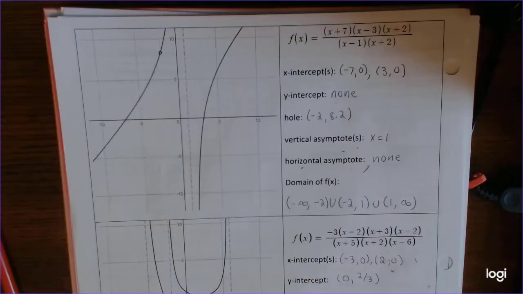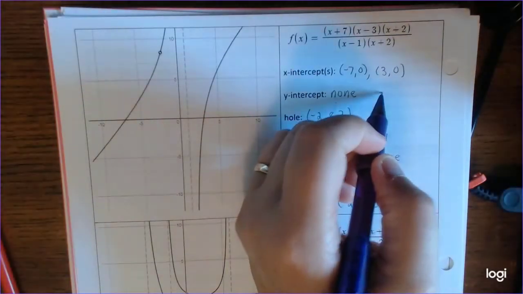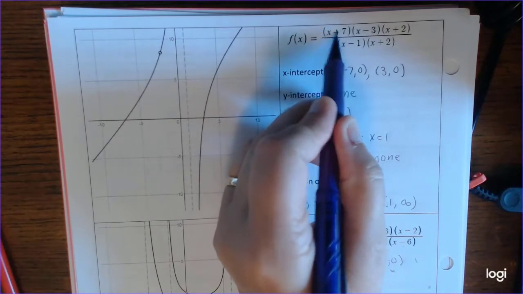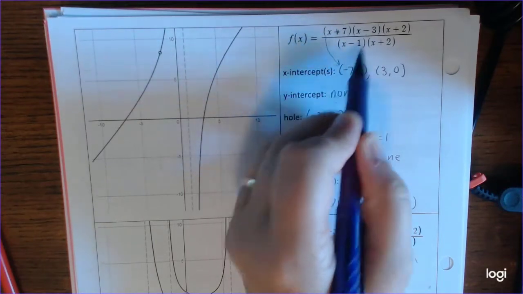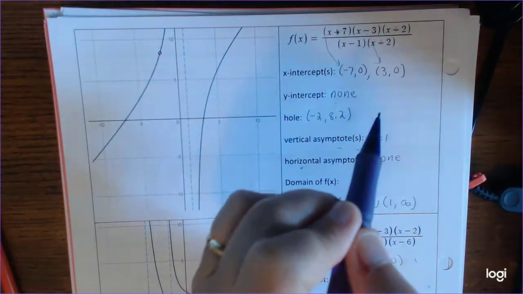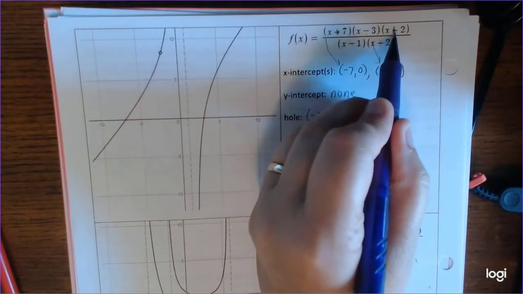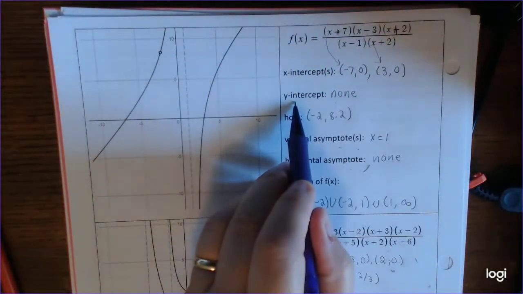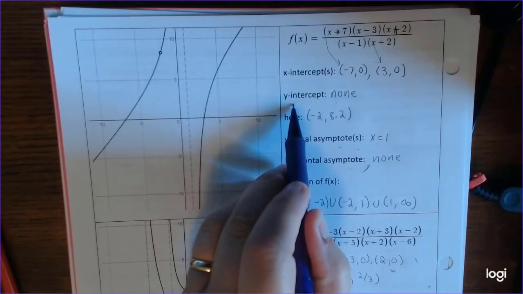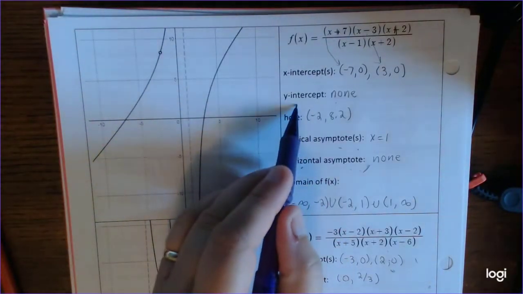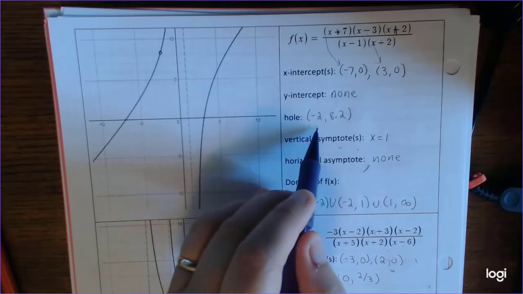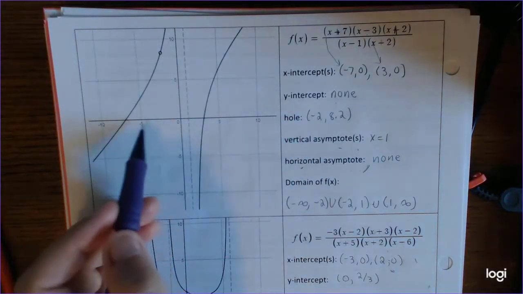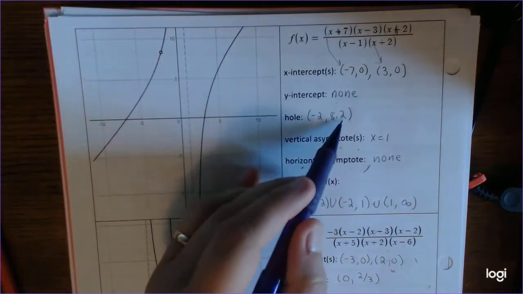Okay, here's what I got. I got x-intercepts negative 7, 0 and 3, 0, and they come from this factor here and this factor here. And where did that go? Why isn't there an x-intercept at negative 2? We'll come back to that question. Y-intercept, there is none. And then there's a hole at approximately negative 2, and I said about 8.2.